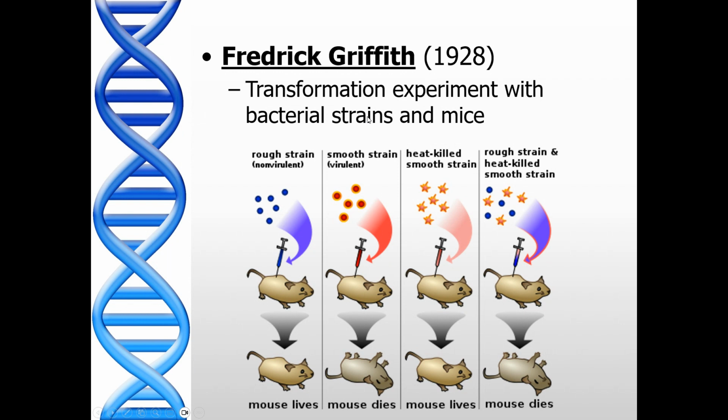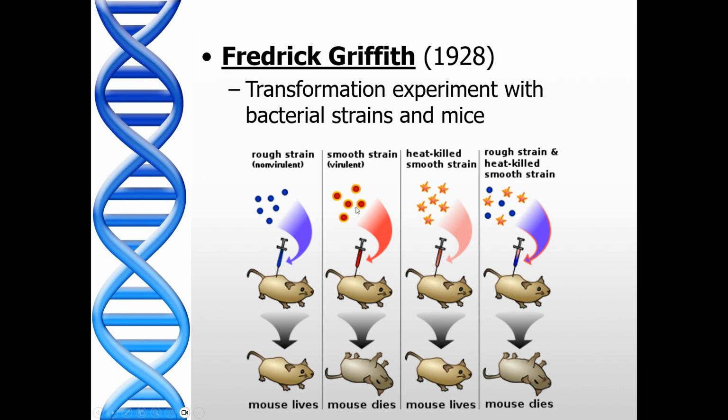So he was working with a pneumonia bacteria, and one strain was non-virulent, which means it was not disease-causing, and then another strain was virulent, which means it does cause pneumonia. And so what he did was he put the non-virulent, the harmless bacteria into the mice, and they were fine, as you can see here. He put the disease-causing bacteria in the mice, and as you can see, the mice got pneumonia and died.